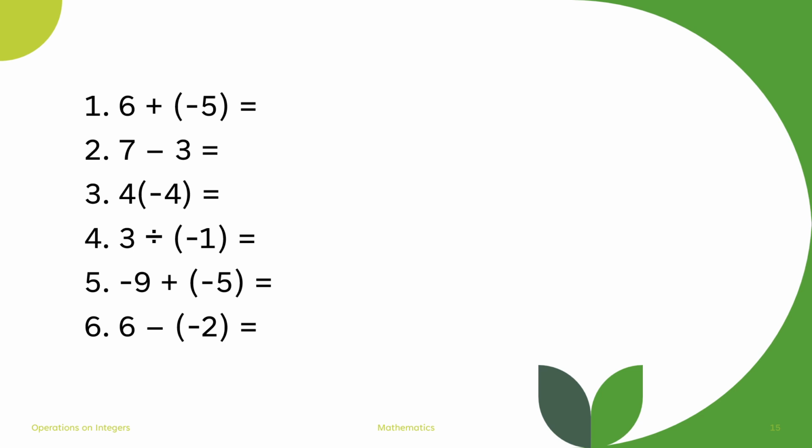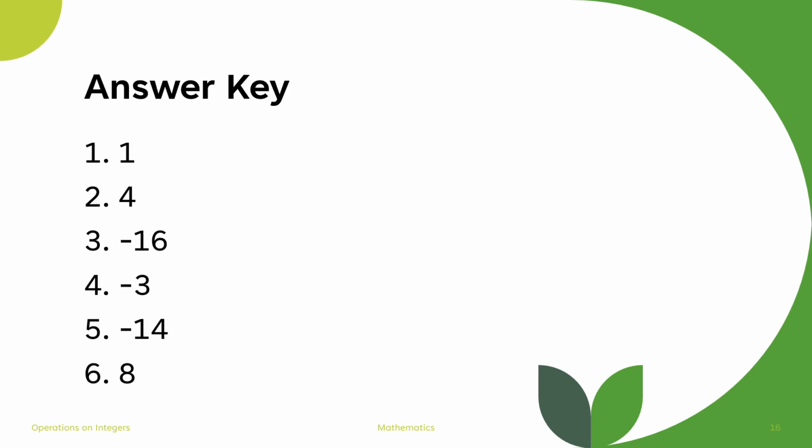6 minus negative 2. Here we have subtract integers. So you keep the 6, change the subtraction into addition, and find the opposite of negative 2 to get positive 2. So the final answer is 8 as our final answer. 6 plus 2 equals 8. Let's look at the answer key now.